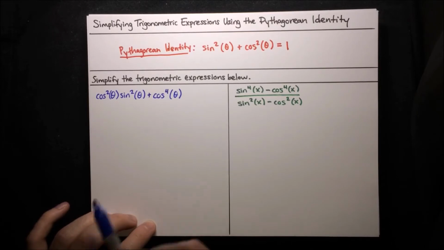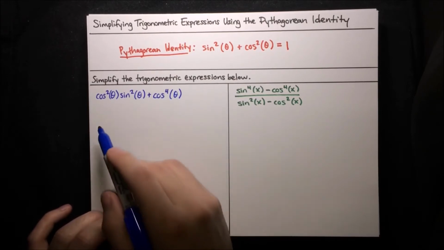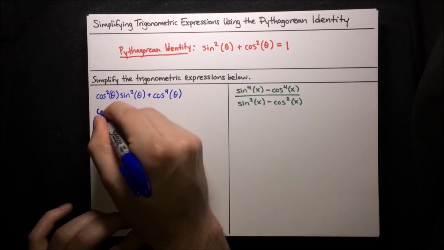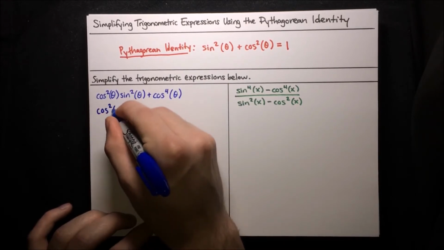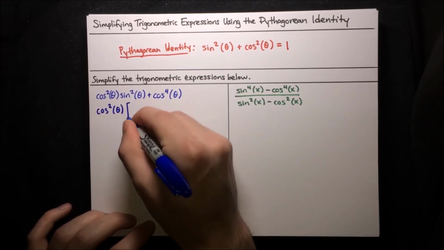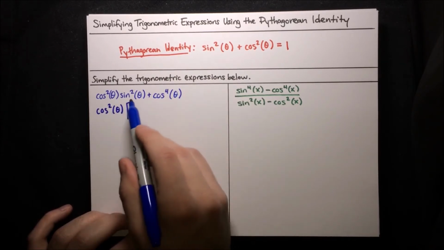The first one here on the left, cos squared theta times sine squared theta plus cos theta to the fourth power. So one thing that immediately jumps out at us is we've got a cosine in both terms. Actually, we can pull out a cosine squared from both terms. So let's go ahead and do that. So pull out a cosine squared, get cosine squared of theta, and then times what? Well, times sine squared theta.